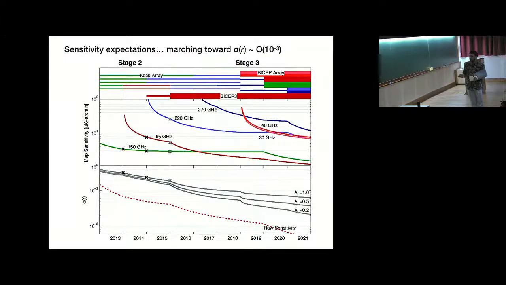This is a canonical sensitivity plot for r that shows historically how sigma r, the error on r, has been coming down with time with ever improving generations of detectors and telescopes being fielded in the BICEP-Keck collaboration. And you can see when the 30-40 gigahertz synchrotron is deployed, there's going to be a very rapid change there. And then eventually we will need to do the delensing to get to the raw sensitivity.